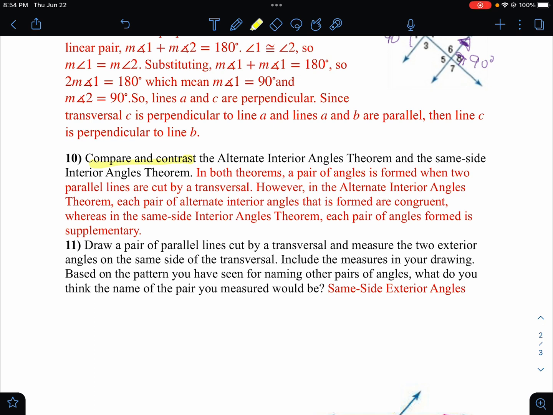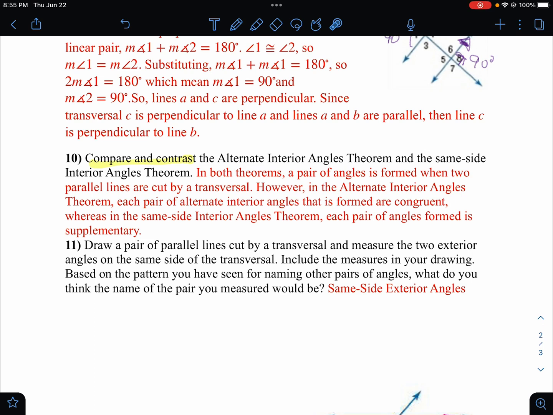Well, in both theorems, the angles are formed when two lines are cut by a transversal. So that's the same. Alternate interior angles are going to be equal if the lines are parallel, where same side interior angles are going to be supplementary if the lines are parallel. That's the key. The big one is you have to put in there, they have to be parallel.